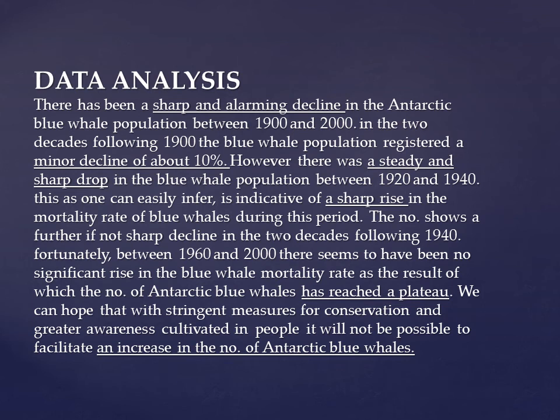However, there was a steady and sharp drop. So here we are using steady and sharp drop in the blue whale population between 1920 and 1940. This, as one can easily infer, is indicative of a sharp rise in mortality. In this paragraph, we have used vocab words like increase, rise, steady. Steady means that it is related to constant trends, to reach a plateau also. Then for the downward trends, we have used drop and decline also. So we can also use some new words like slow, gentle, marginal, then consistent, then sharp and sudden also.